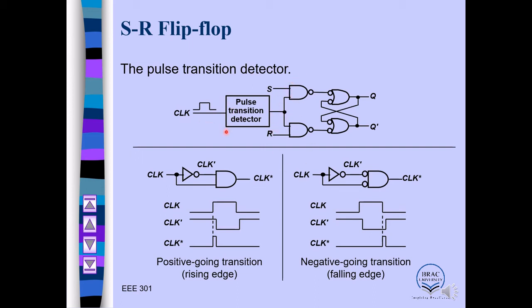Whenever you have a clock, this is your clock and this is your inverted clock. If it is working at the positive edge of the clock, it will produce a pulse of very short duration at this positive edge. Also, if it is working at the negative edge of the clock, it produces a very short duration pulse at the negative edge. This is called the positive going transition or rising edge. This is also called the negative going transition or falling edge.